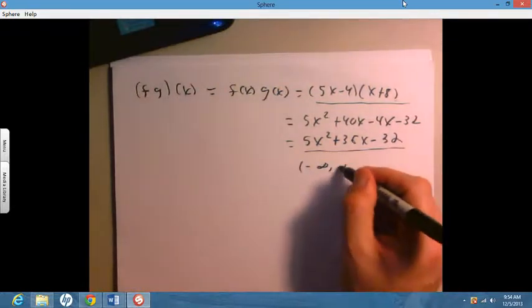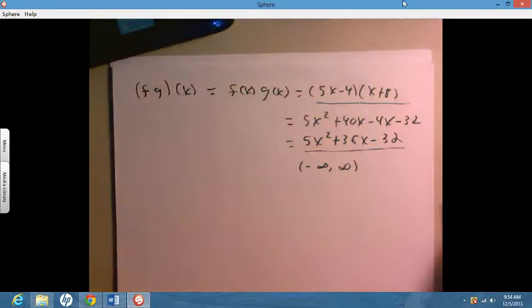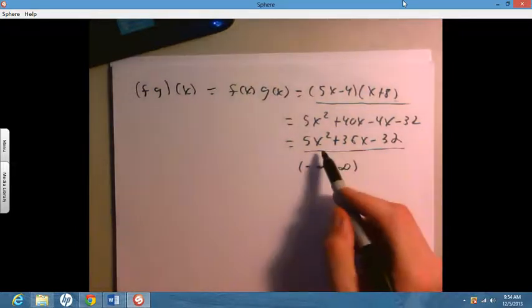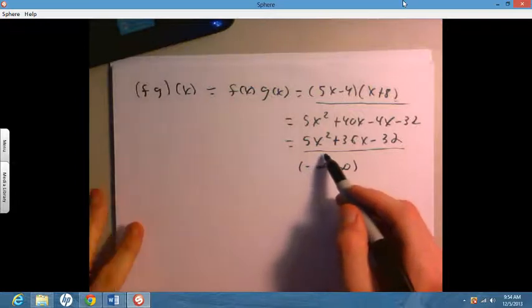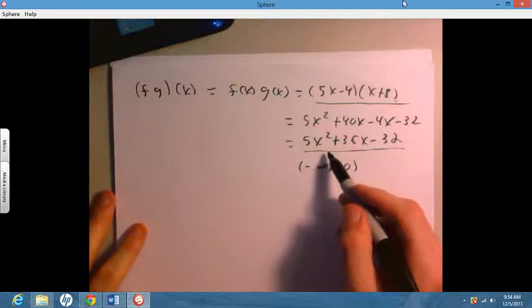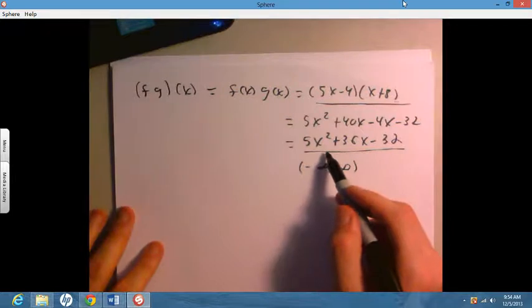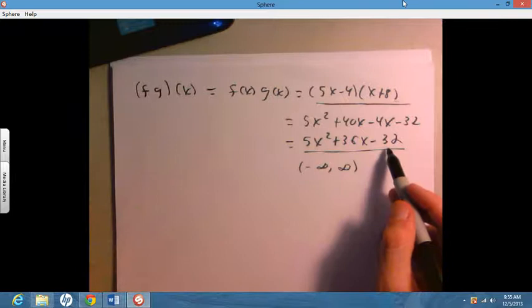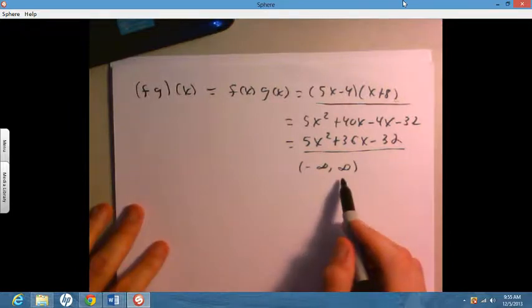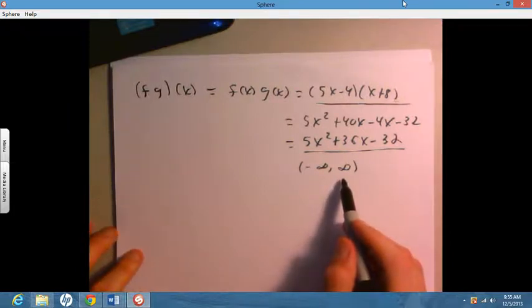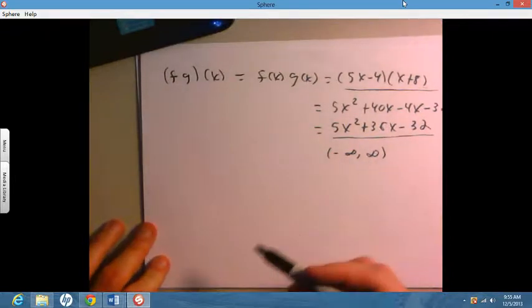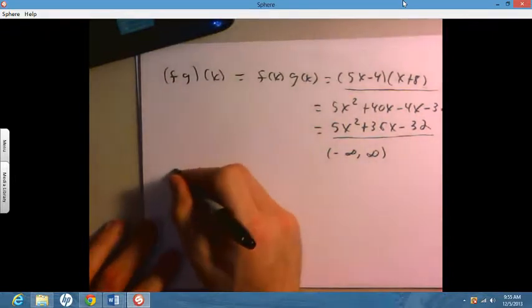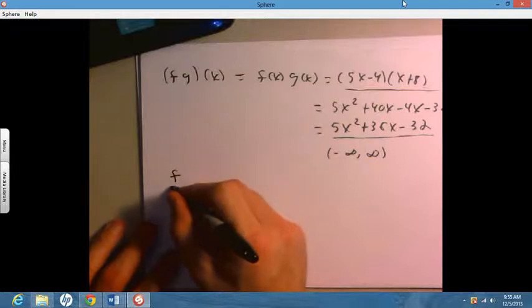Okay. And you can see all we have here is multiplication and addition. Whenever multiplication and addition are your only operations for your x's, you're never going to have any points where the function doesn't exist. So x squared is just x times x, plus 36 times x, minus 32. It's always going to be negative infinity to infinity. Now, the last case, we're actually going to have a change in the domain. And for this case, we have f divided by g of x.